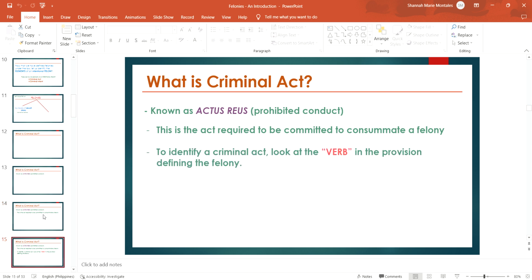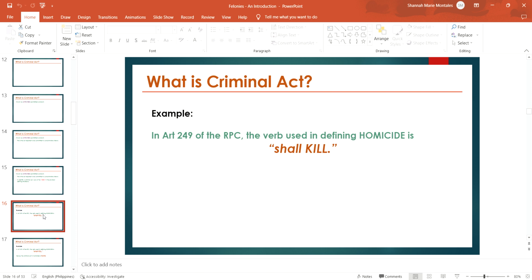To identify a criminal act, look at the verb in the provision defining the felony. Ito yung action word that will define how the act is committed. So for example, sa Article 249 ng RPC, the verb used in defining homicide is shall kill. So, kung tatanungin kayo, ano ang criminal act sa homicide? The criminal act in homicide is killing. The action word, okay? The verb.